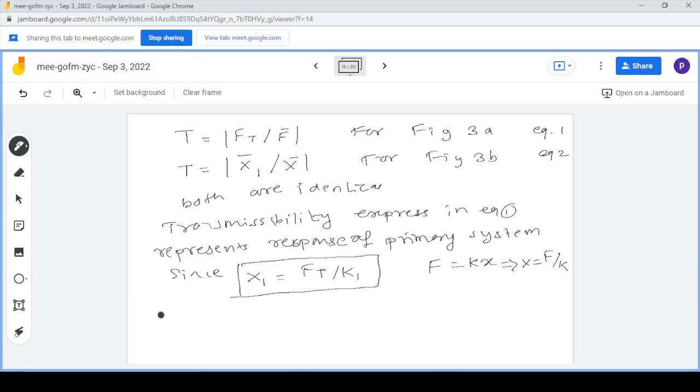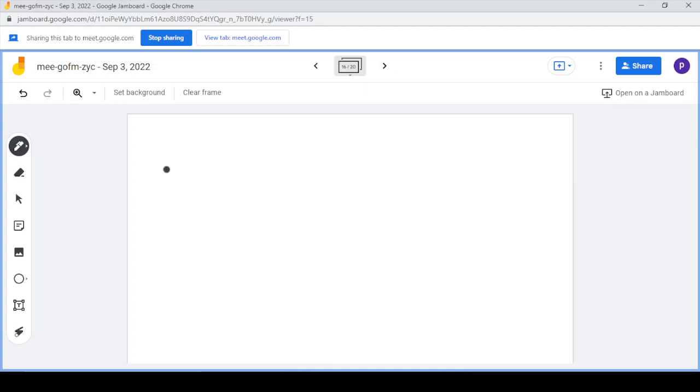Now we will analyze only the system in figure 3b, right? Now let us understand the design parameters.